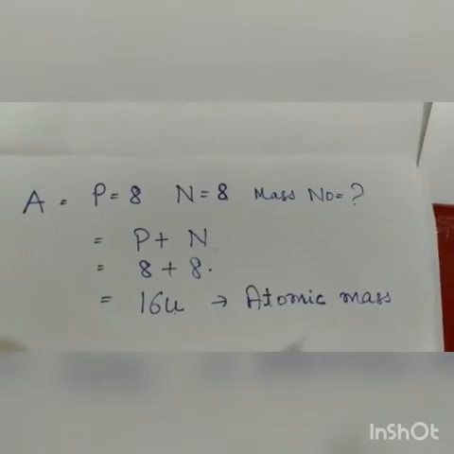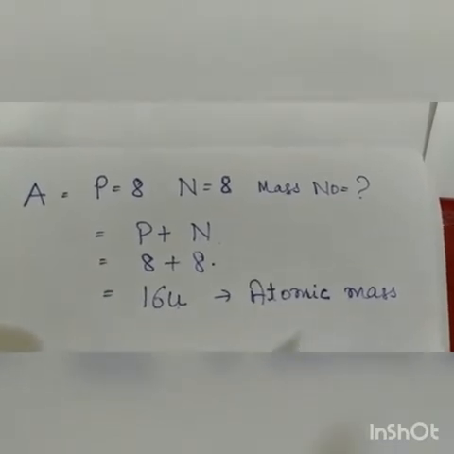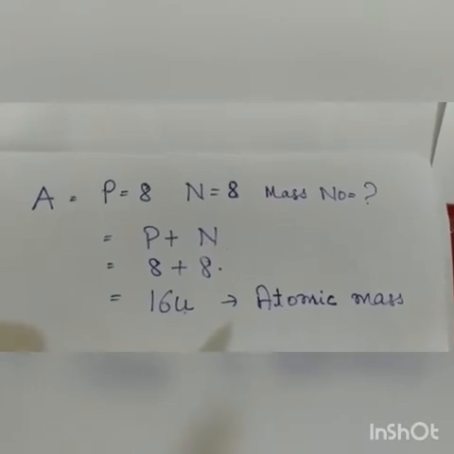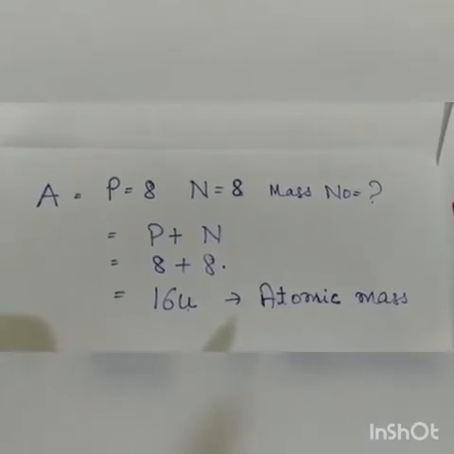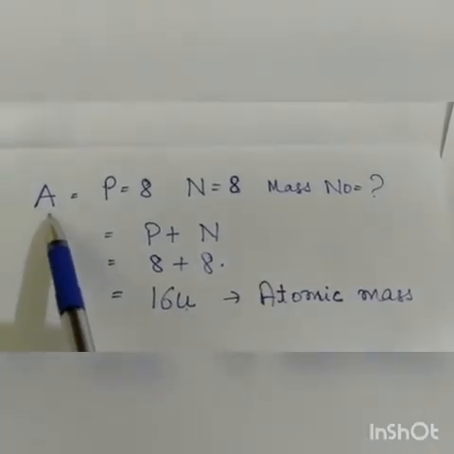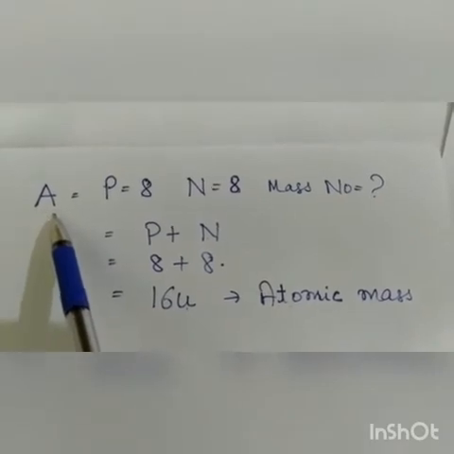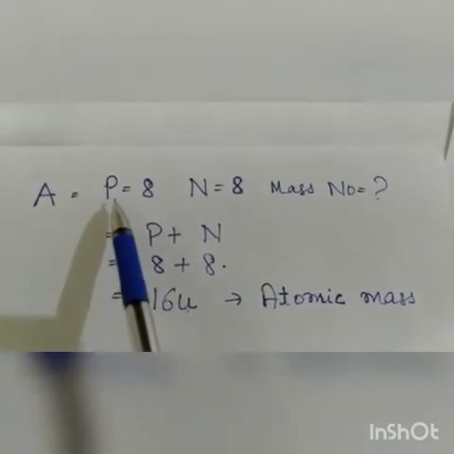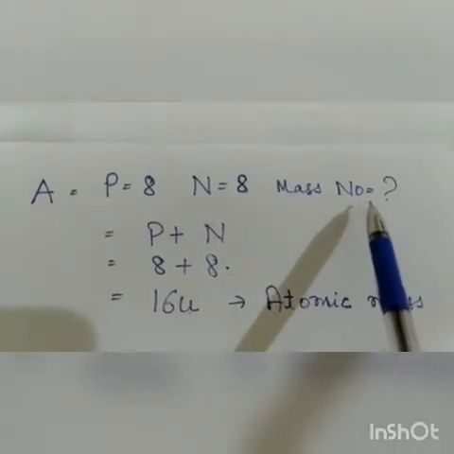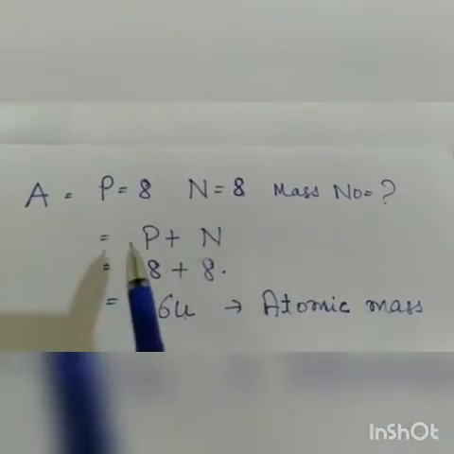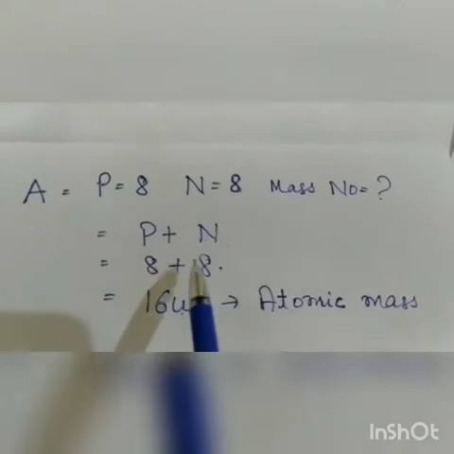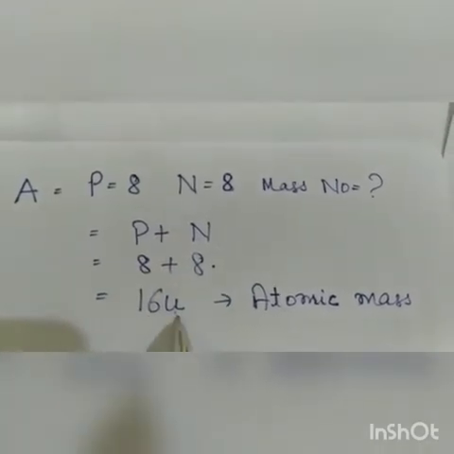Students, whatever we have discussed till now, I hope you all have understood. So in today's class, we will discuss atomic mass, isotopes and isobars. Now let us say this is neutral atom A. The protons in this atom are 8, neutrons are 8. What is the mass number? I have told you before that mass number is the sum of protons and neutrons. Protons are 8, neutrons are 8, so the mass number is 16 u.